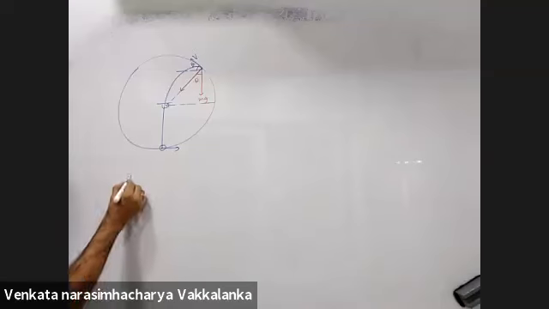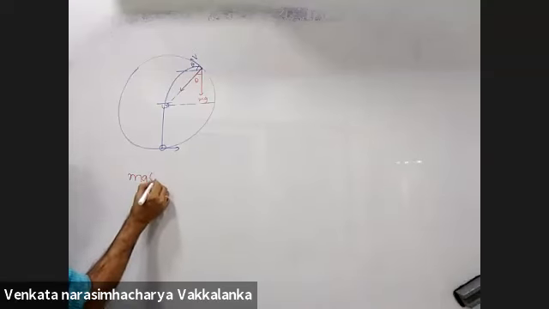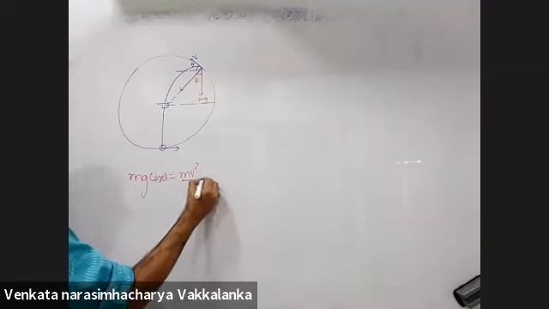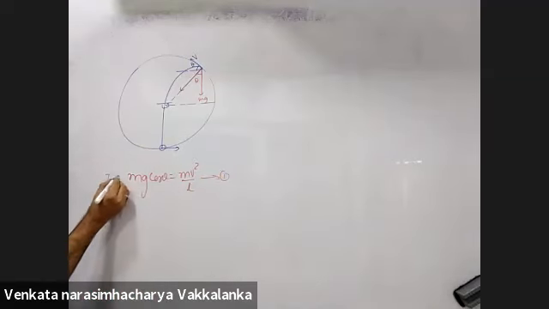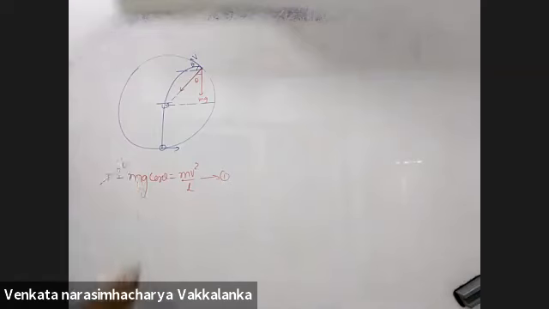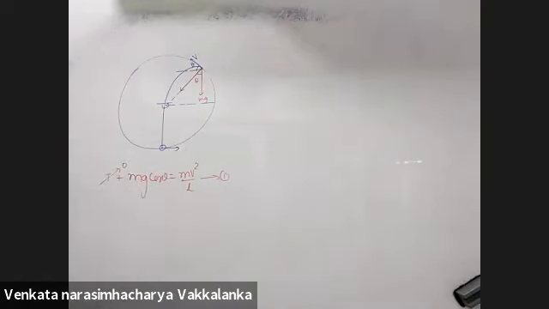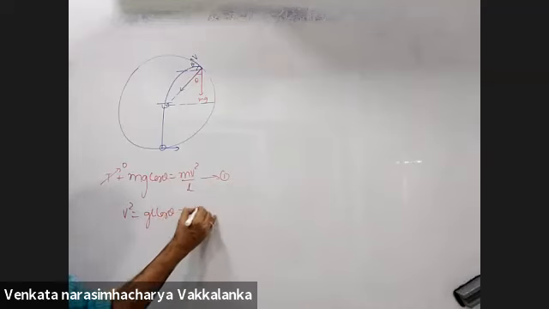So your first dynamic equation is mg cos theta is mv square by L. What did you do to tension? Tension became 0. Only then it will go. So v square is equal to gL cos theta.